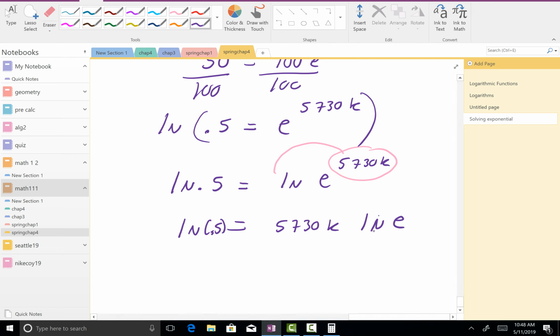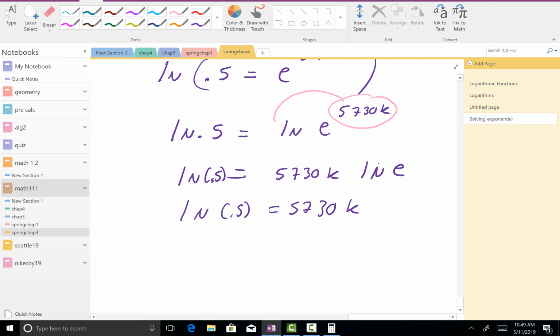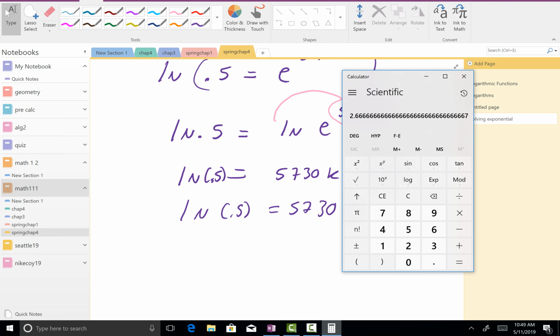Now the natural log of e is not really relevant because it's just 1, because e to the 1 is equal to e. So really you have this. That's why you use the natural log, because you don't have to worry about it. So now I'm going to take my calculator and figure this out.